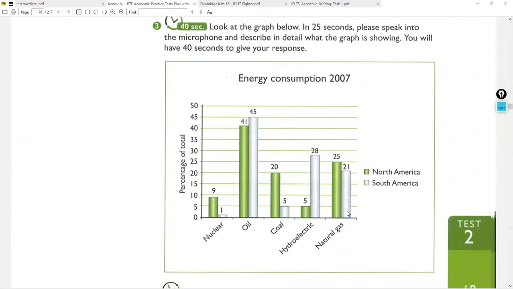Now, let me show you this graph. What do you think about this graph? Energy consumption. Consumption is from consume. Consume is to consume something. Do you know the meaning of consumption or consume? No. Okay, I have to show you the meaning.